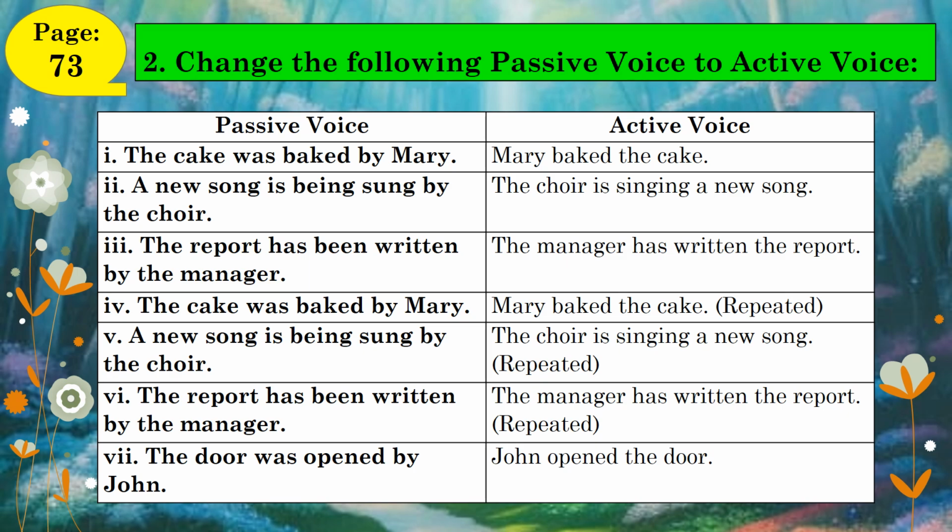In active voice, the subject performs the action, making the sentence more direct and clear. Let's begin. 1. The cake was baked by Mary. And the active voice is, Mary baked the cake. 2. A new song is being sung by the choir. Active, the choir is singing a new song.